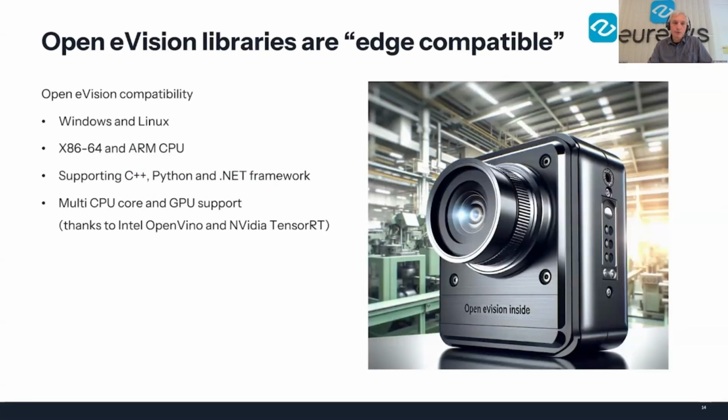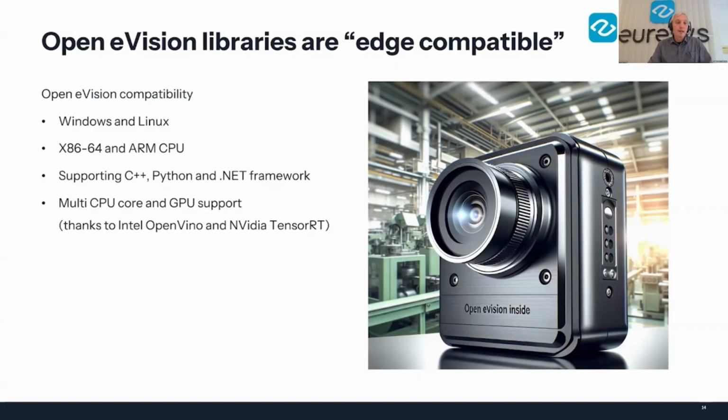Okay, so that's for Open eVision, the libraries themselves. But why do we think that Open eVision is good for edge processing? Because Open eVision runs on a broad range of devices. So it's on Windows and Linux operating systems, on Intel CPU, but also on ARM CPU. And you know that ARM CPU is well used on embedded platforms.